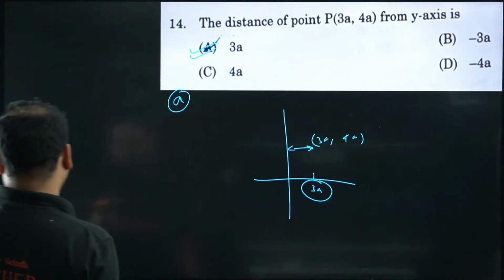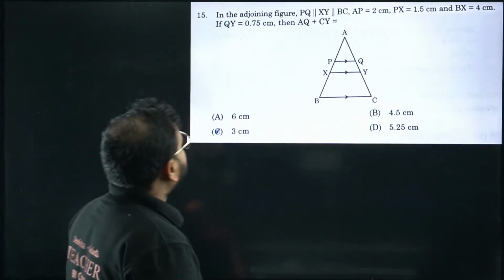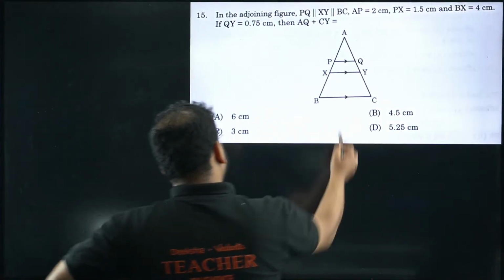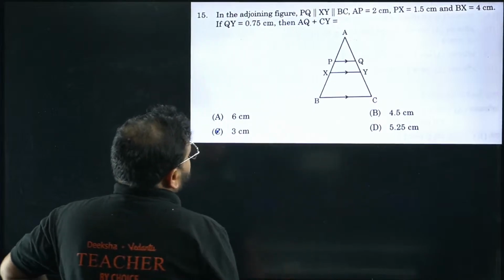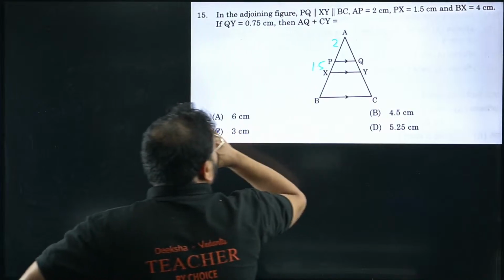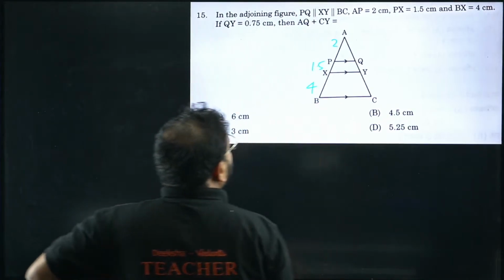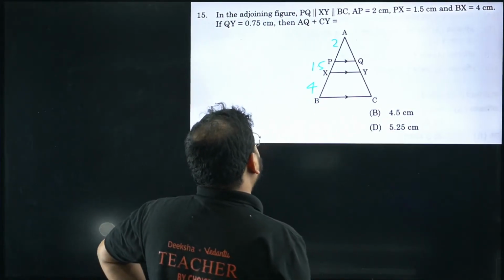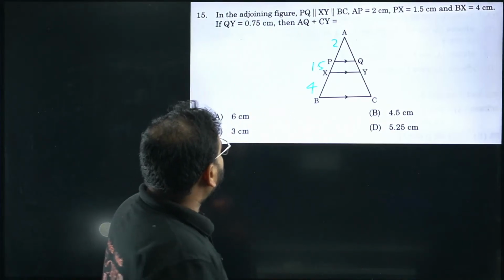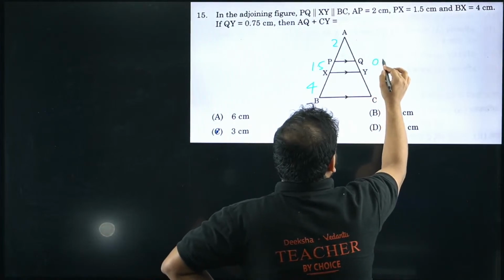Please check. 15th now. In the adjoining figure, PQ and XY and BC are parallel. AP is given as 2, PX is given as 1.5, and BX is given as 4. They are asking us the value of AQ plus CY. So let's find AQ first. Okay, they've given QY as 0.75.